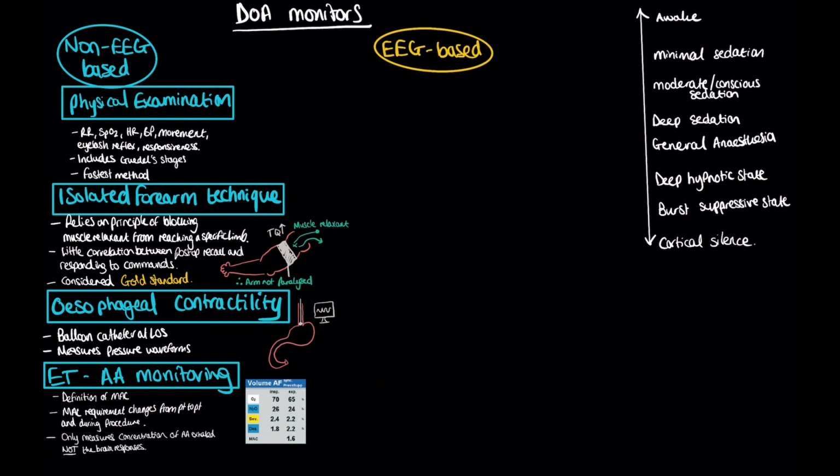Moving on to EEG-based methods, we have one of the most important ones, which is processed EEG. If the opening question is to classify the different methods of monitoring depth of anaesthesia, it's more than likely that the question is heading for processed EEG and awareness.